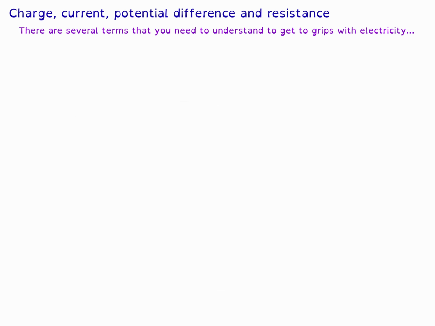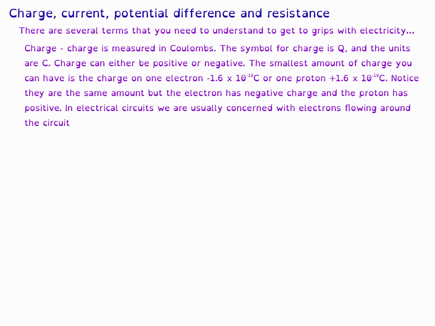There are several terms that you need to understand to get to grips with electricity. Charge. Charge is measured in coulombs. The symbol for charge is Q and the units are capital C. Charge can either be positive or negative.